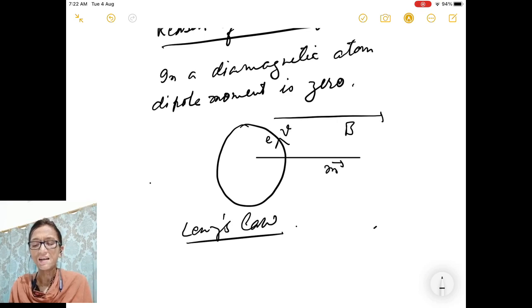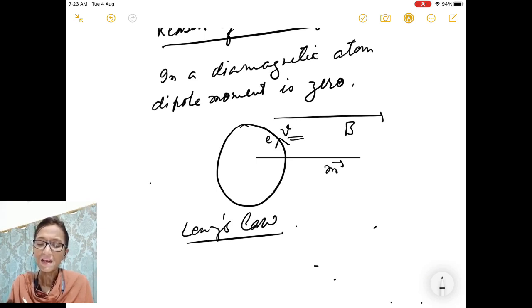Lenz's law suggests that when magnetism arises, or when an electric current arises due to change in magnetic field, then according to Lenz's law, it will oppose the cause that has produced it. And the cause is the motion of the electron along one direction. So it will be opposed, and so its velocity is reduced.